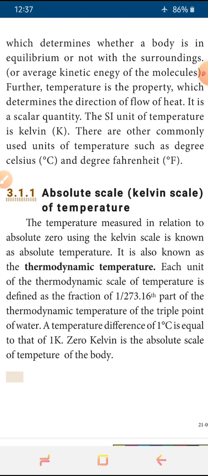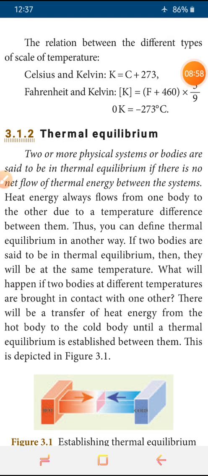The temperature difference of 1 degree Celsius is equal to that of 1 Kelvin, and 0 Kelvin is the absolute scale of the temperature of the body. And here the relation between Celsius and Kelvin is given by the formula K is equal to C plus 273, and for Fahrenheit and Kelvin the relation is (F plus 460) into 5 divided by 9. And 0 Kelvin is equal to minus 273 degree Celsius. How much? 0 Kelvin is equal to minus 273 degree Celsius.